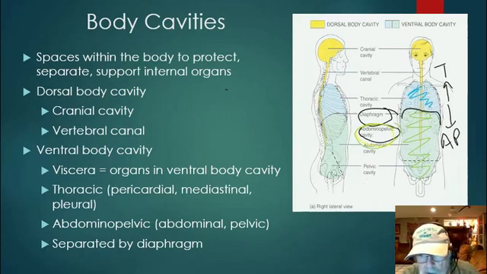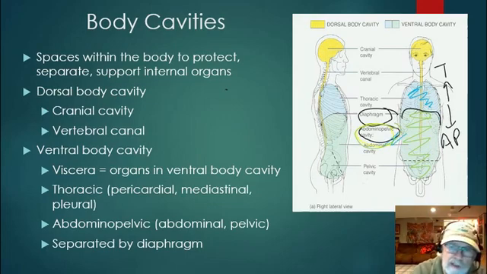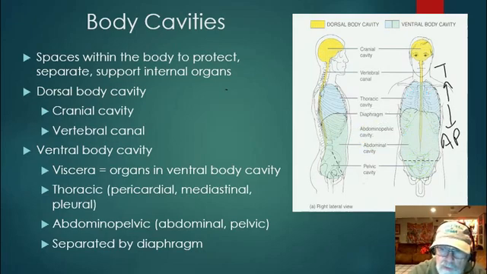Now, all the organs in the chest as well as in the abdomen are all organs that are in the ventral body cavity. Only organs in the dorsal body cavity are the brain and spinal cord. All the organs in the thoracic cavity as well as the abdominal and pelvic cavity are all ventral body cavity. Now, you think that's easy? Yeah, it is. That's pretty simple. That's a piece of cake. Well, guess what? We're going to change it up a little bit.